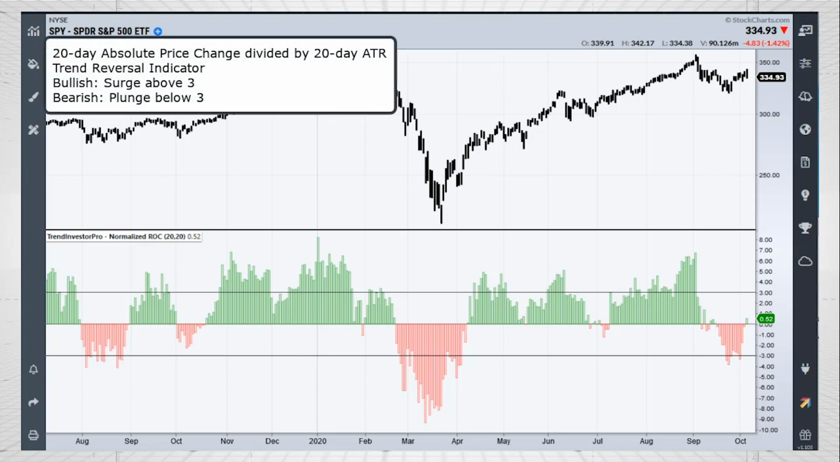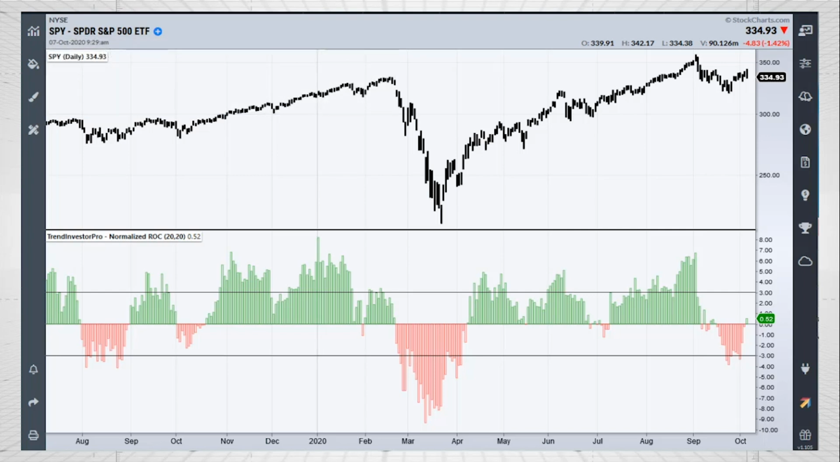And when you use 20 days, I like it as a trend indicator by identifying what I call a ROC shock. And a ROC shock is when you get a sudden outsized move in one direction or the other that can signal the start of a trend. And if you look at SPY here, we got a ROC shock there in September 2019 when the normalized ROC moved above 3. So that's basically a 3 ATR move.